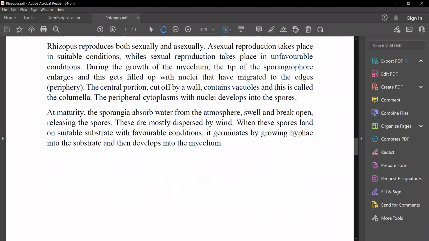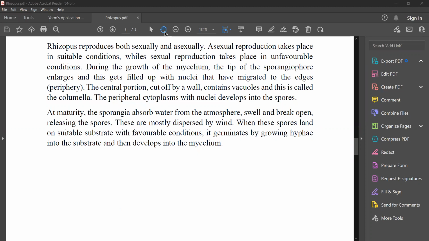At maturity, what happens is that the sporangia would absorb water from the atmosphere and break open. So it looks like dispersal of seeds, right? It absorbs the water, swells, bursts open, releasing the spores. Now, it will only do this if the conditions are favorable, meaning it has a good substrate where if it releases the spores, they have a viable chance of germinating into a new mycelium.